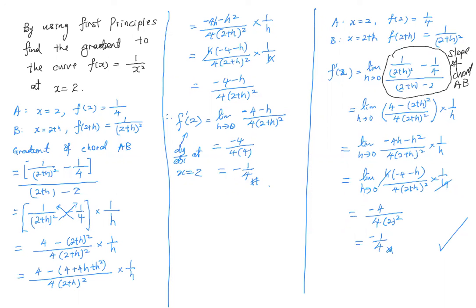So in the exam, they can give you the formula. They ask you, what does that mean? So you have to remember that is the slope of a chord AB. If you can understand this, you will know what they mean. And it's the average rate of change from x equal to 2 to x equal to 2 plus h.